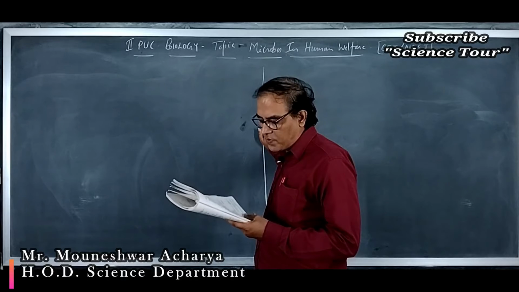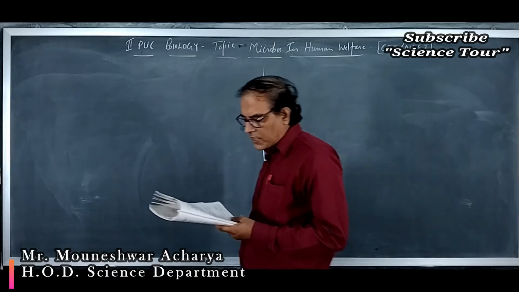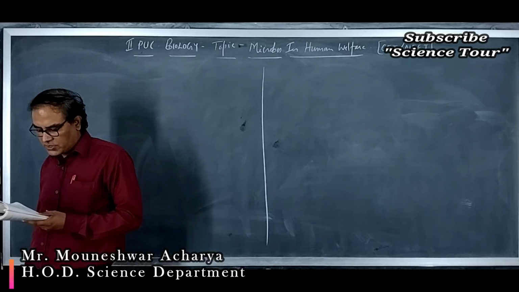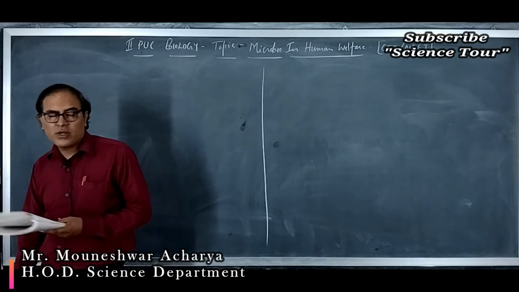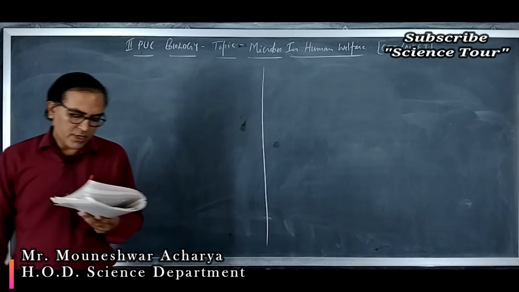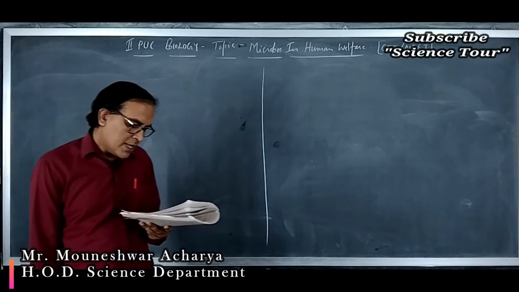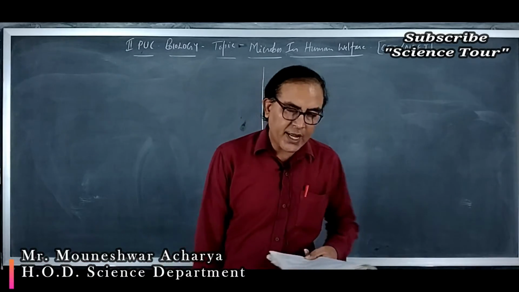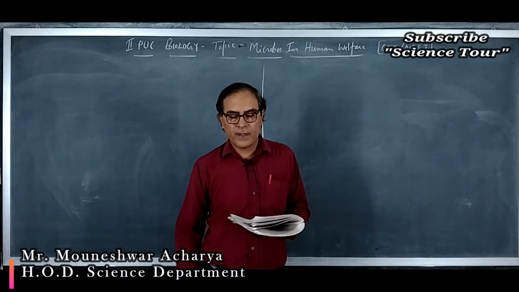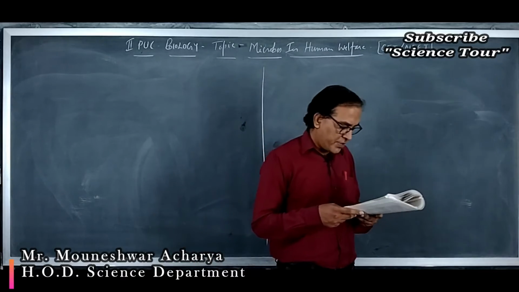Next question number 25. During the sewage treatment, biogas produced includes, once again a repeated question, so you can imagine the importance of this particular question, very important. So the right option is option C, methane, hydrogen sulfide and carbon dioxide. Students, let's move to question number 26.